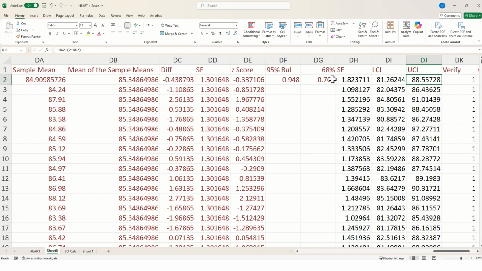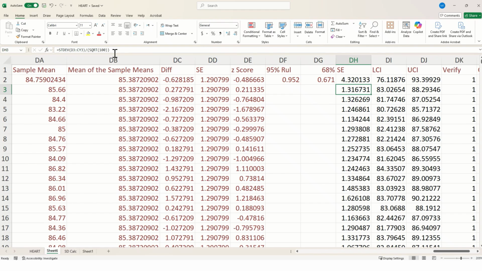And if we have an even smaller sample, something like, say, only 10 individuals, now our confidence interval bounds are going really crazy. The lower bound is 76 and the upper bound 93. That's a difference of almost 14 millimeters of mercury. That's a very wide confidence interval.